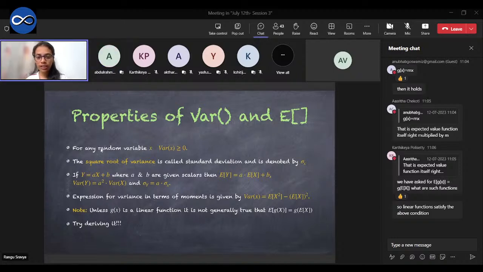Unless g of x is a linear function, it is not generally true that E of g of x is equal to g of E of x. Try deriving it yourself, but it is not generally true for any function.